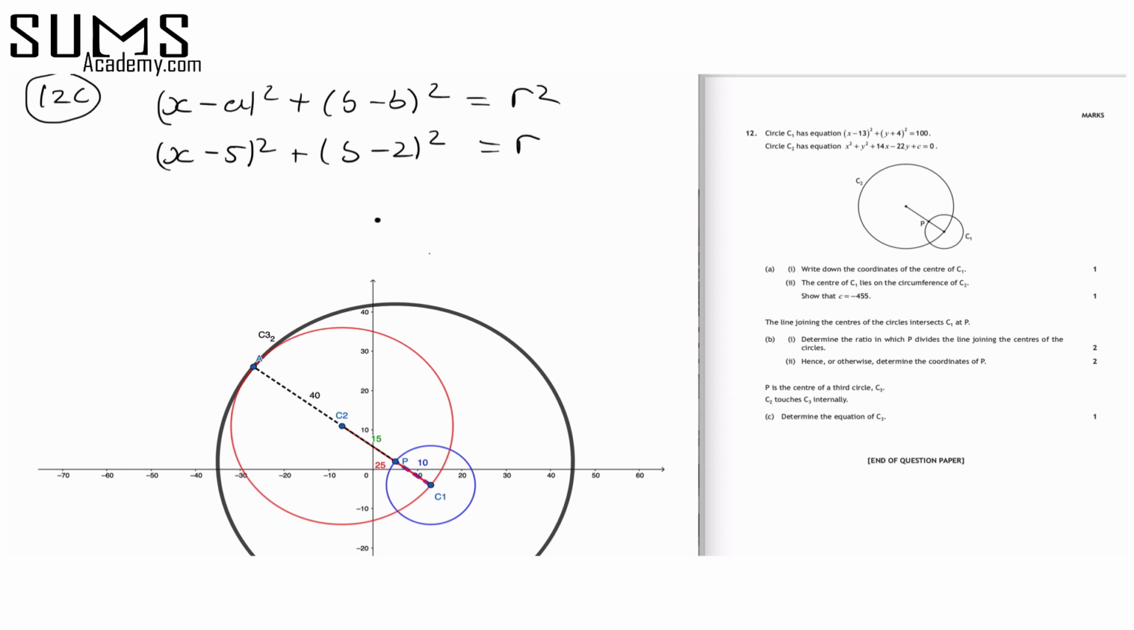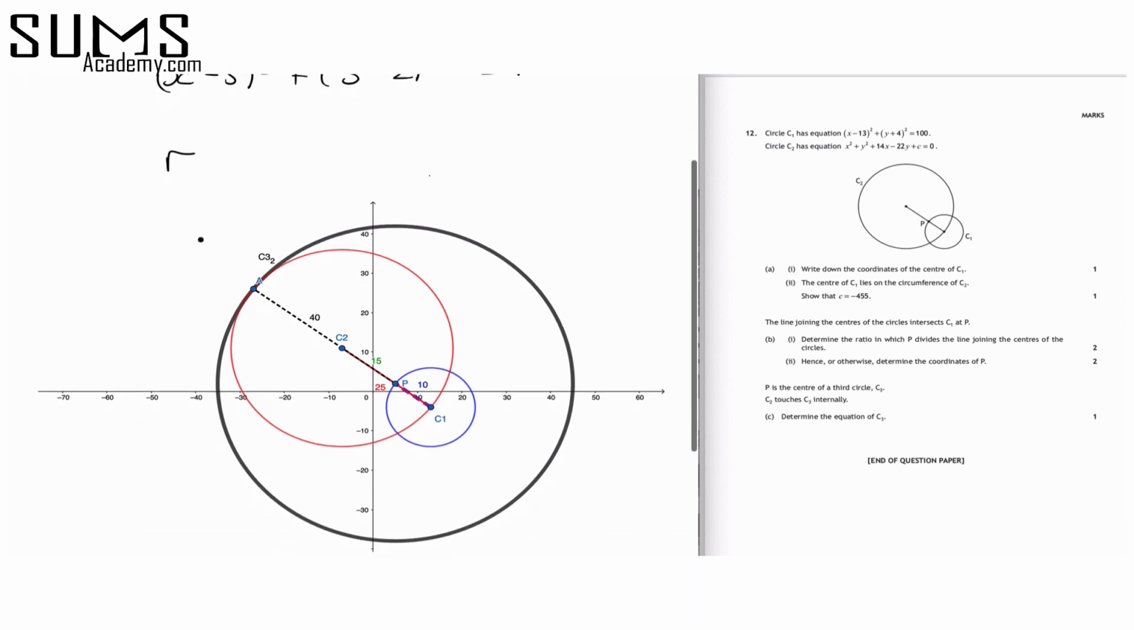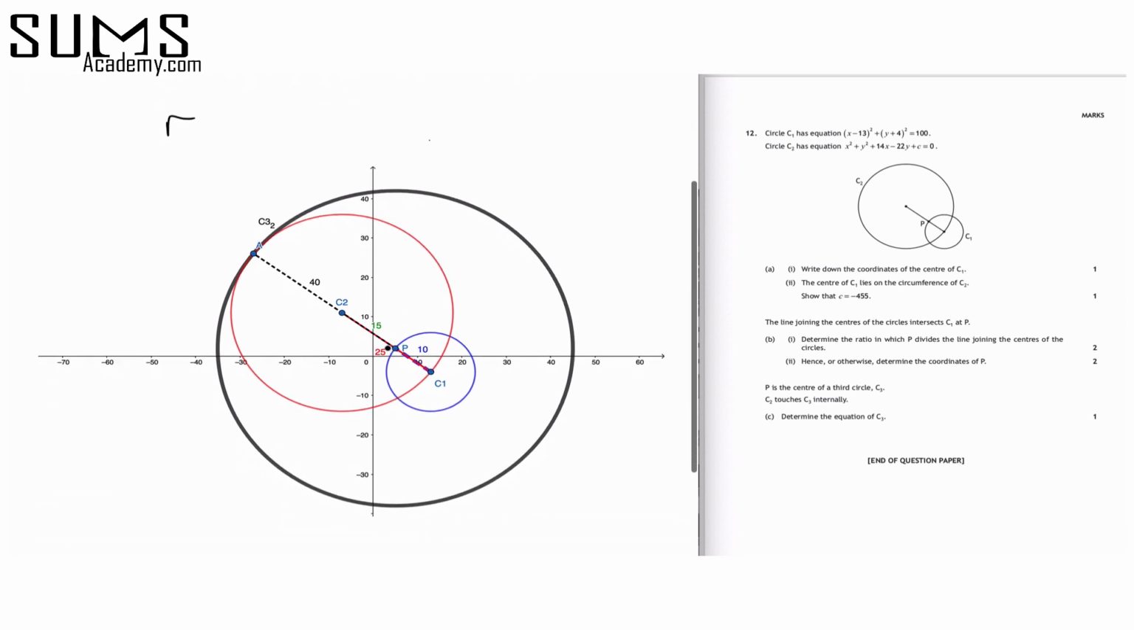So what does the radius equal? Well, we want to know basically this distance from here to, I'll draw in a different color so it's nice and clear. We want to know this distance from here to here, okay?